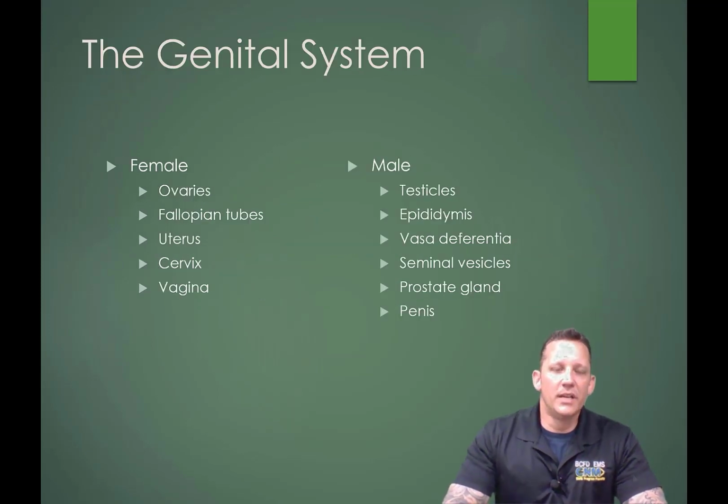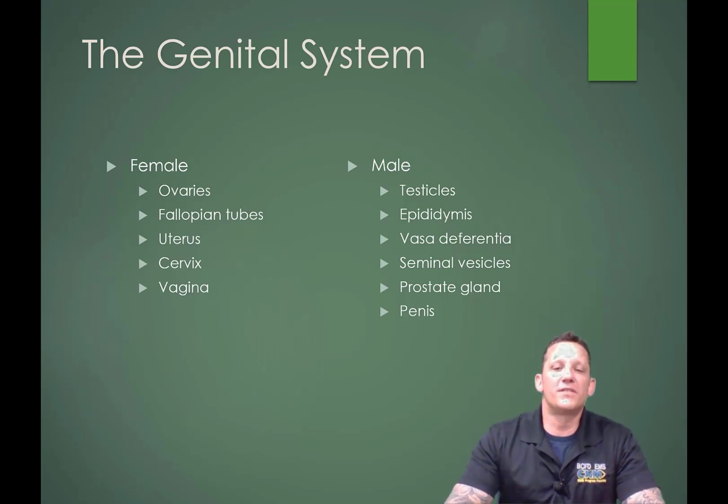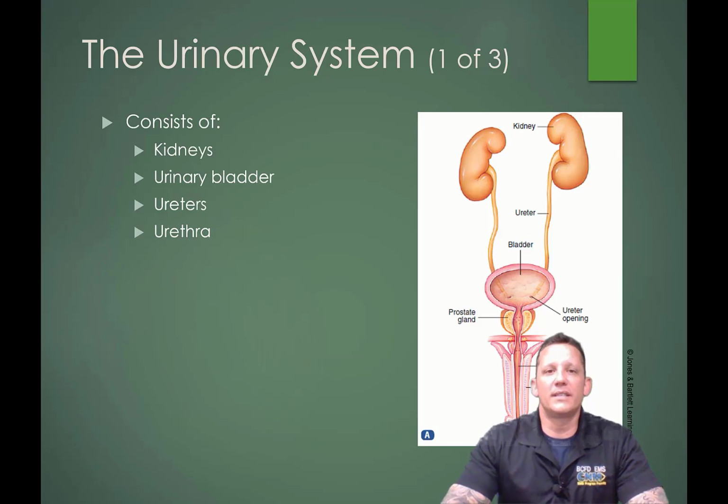Rolling forward into the genital system, we obviously have two sexes or two genders, right? And that's male versus female. In the females, that is generally classified as ovaries, fallopian tubes, the uterus, the cervix, and the vaginal canal. In males, we have the testicles, the epididymis, and the vas deferentia, the seminal vesicles, the prostate gland, and the penis.